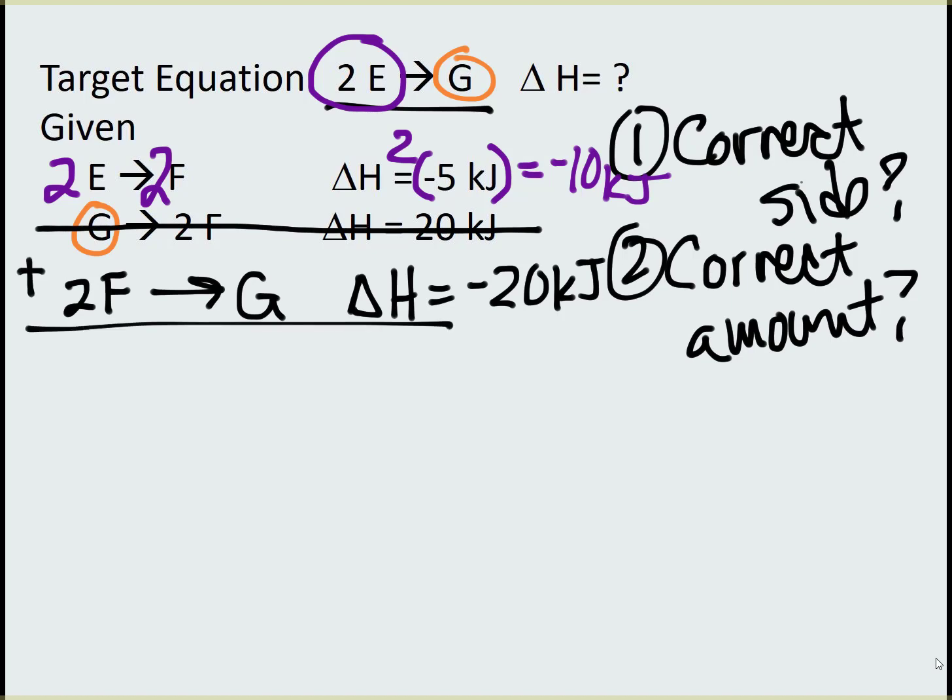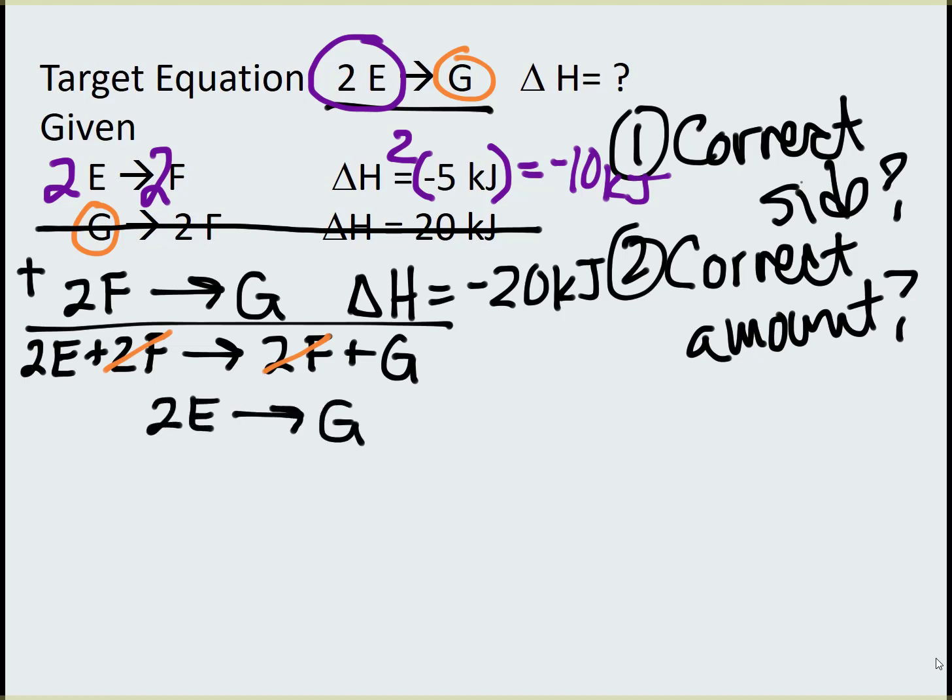So I can bring everything on the left-hand side down and everything on the right-hand side down. And is there anything that I can cancel out? And the answer is yes, we can cancel out this 2F. And so overall, my reaction is 2E goes to G. And so notice that matches my target equation.